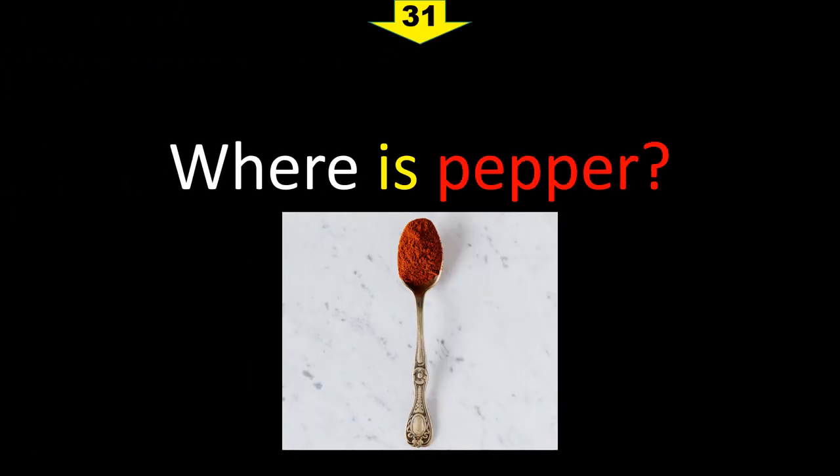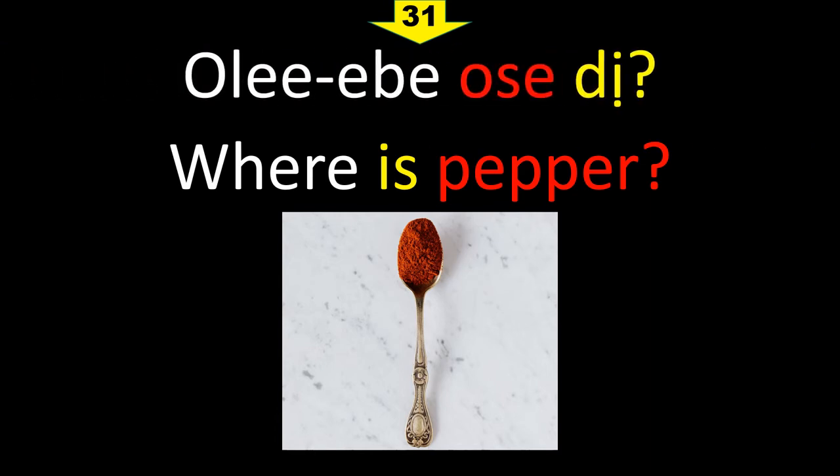Where is pepper? Olee ebe ose dị? Pepper meaning ose in Igbo language. Olee ebe ose dị? Where is pepper?